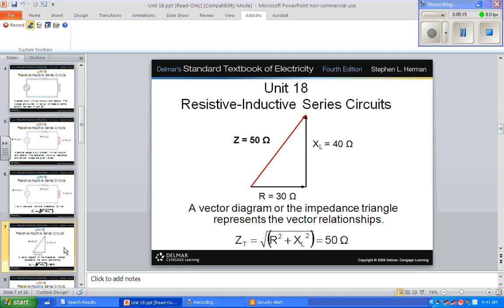So for that same circuit, that same motor, we're going to have the same triangle. Just in case you're wondering, we said that we had 40 ohms of X sub L, right? And we said we had 30 ohms of resistance, right? Now, they're going to do it by Pythagorean theorem. But let me tell you now why we don't want to do that.